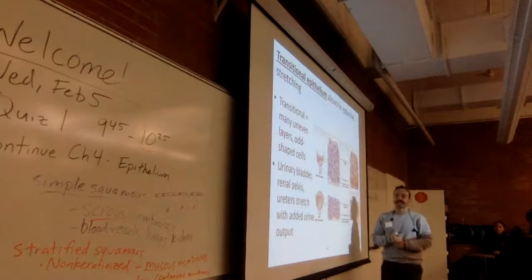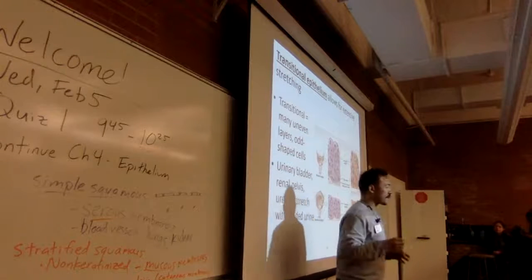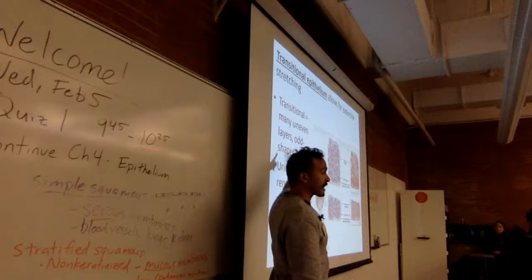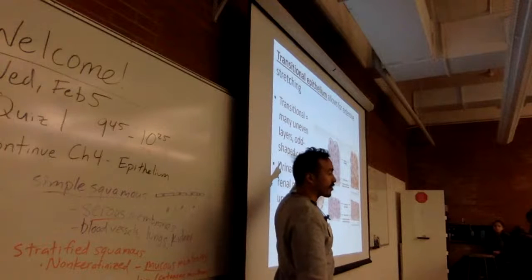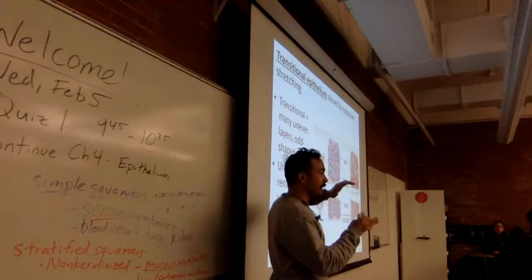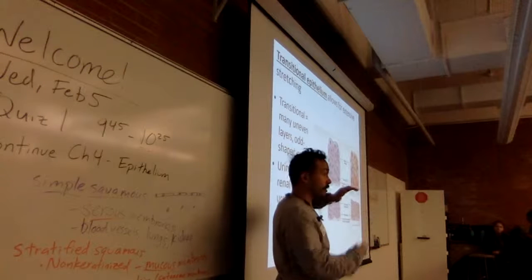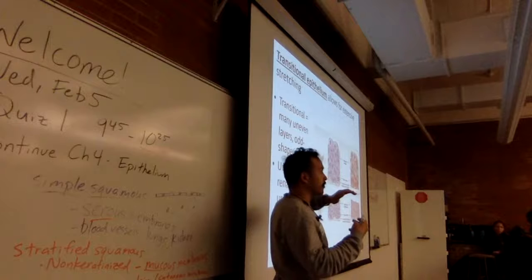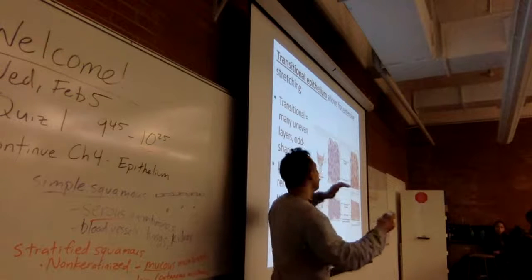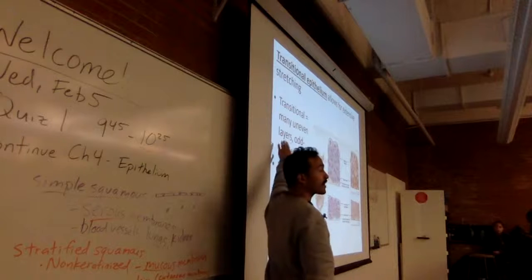These are only found in very specific areas. You only find this type in parts of the urinary tract. So starting with a part of the kidney, going to the ureter, to the urinary bladder. There we go. That's the only places where you find transitional.